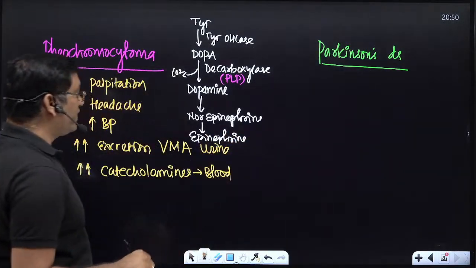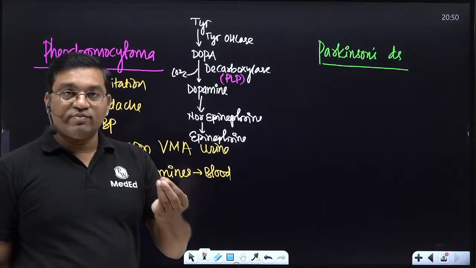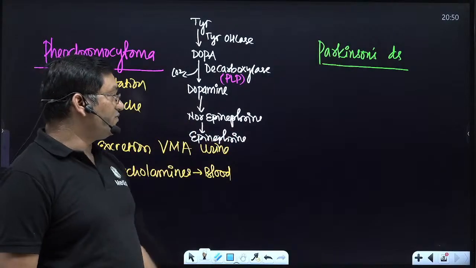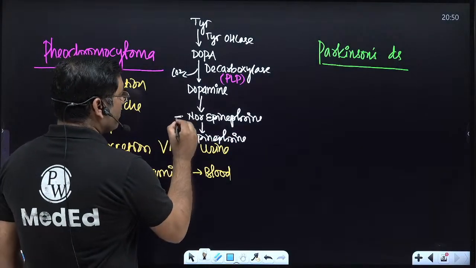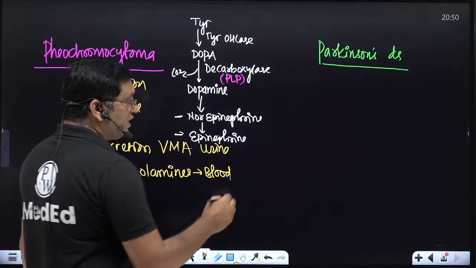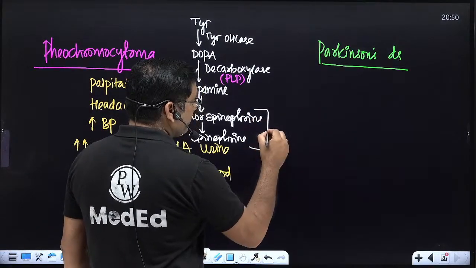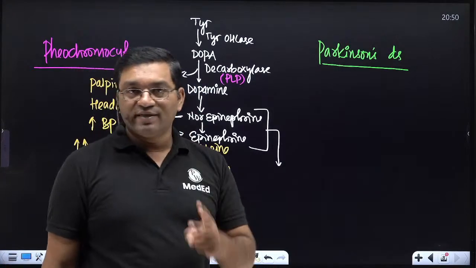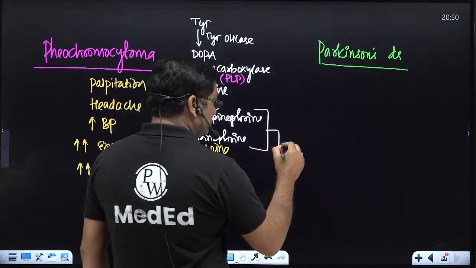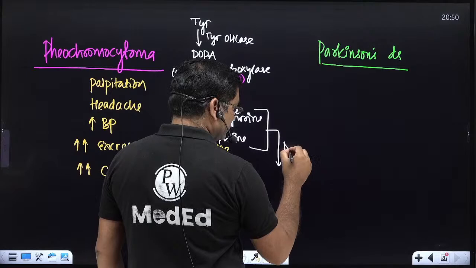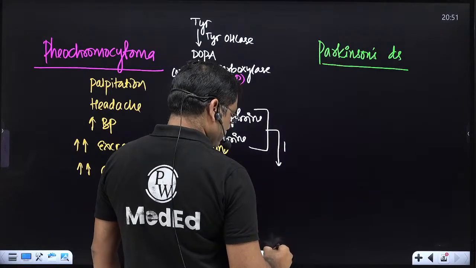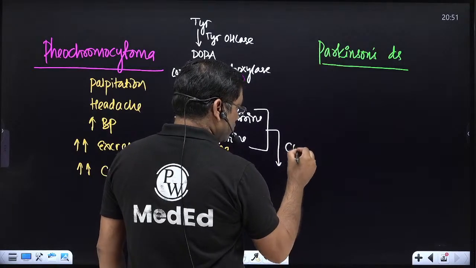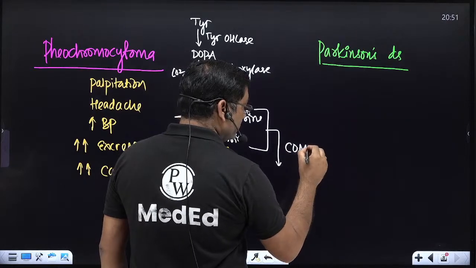This is a tumor of the adrenal gland. There is increased catecholamine synthesis, norepinephrine and epinephrine. So there is an elevated level of norepinephrine and epinephrine in the blood, and norepinephrine, epinephrine and dopamine are metabolized with the help of two important enzymes, that is COMT, catechol O methyl transferase.